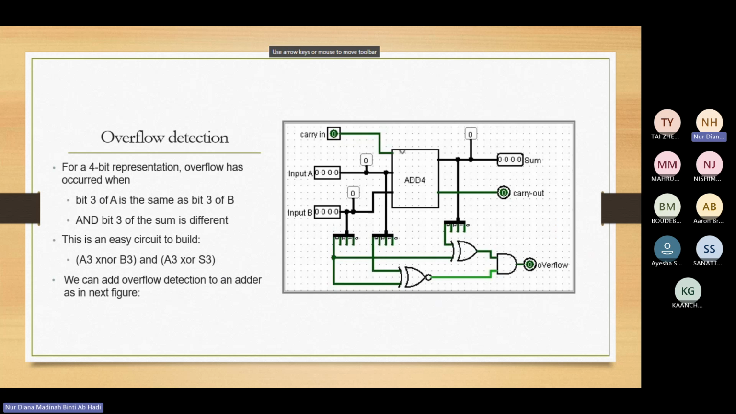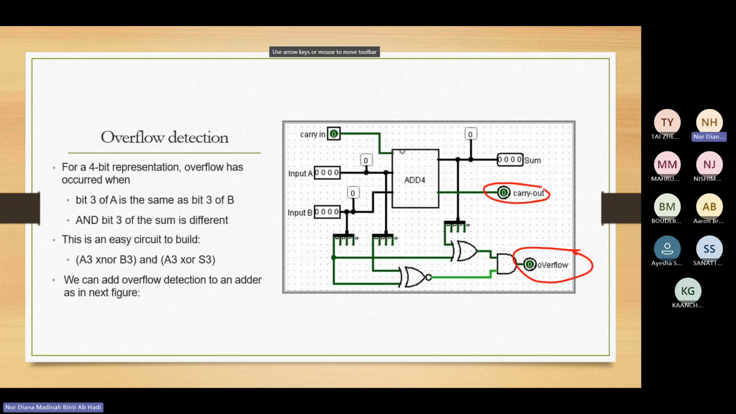So this is the overflow detection. For a 4-bit representation, overflow has occurred when bit 3 of A is the same as bit 3 of B, and bit 3 of the sum is different. This is an easy circuit where we have A3 XOR B3 and A3 XOR S3. So we can add the overflow detection to an adder as in the next figure. So this would be your overflow.